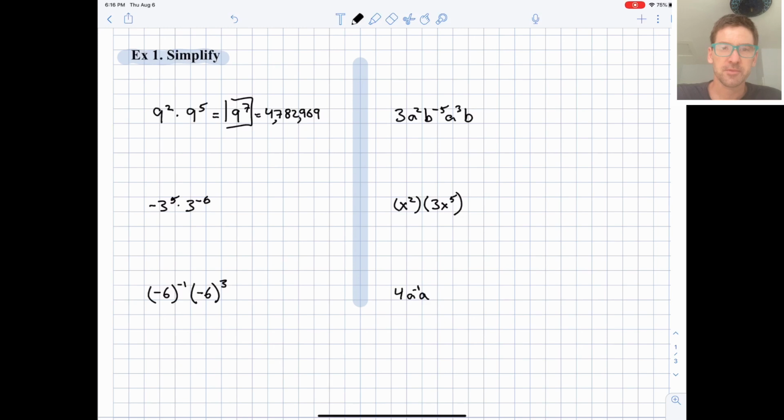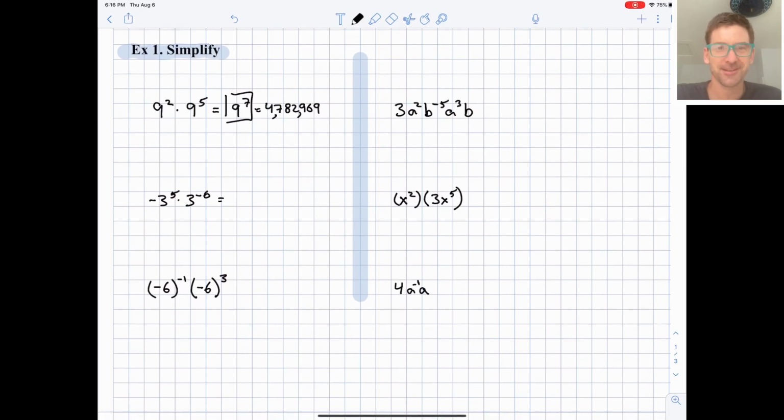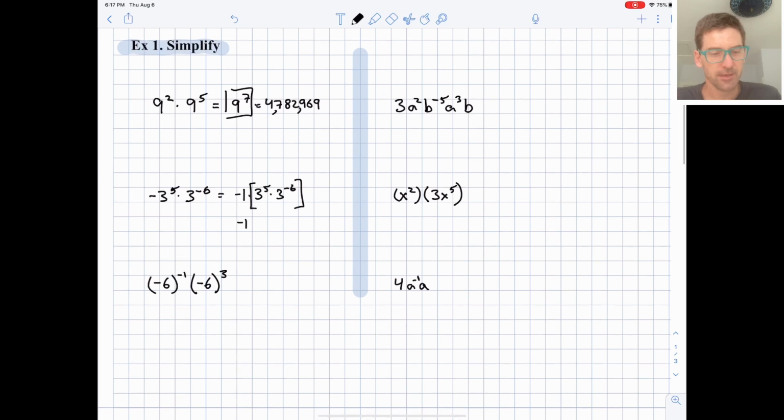Negative 3 to the fifth times 3 to the negative sixth. I'm trying to trick you a little bit here, and let's see if you can figure it out. Take a moment to think about it. Do we have different bases or not? We actually have the same base. So this is going to be negative 1 times 3 to the fifth times 3 to the negative sixth. So for these pieces right here, we can do our addition problem, and it turns into negative 1 times 3 to the negative 1.